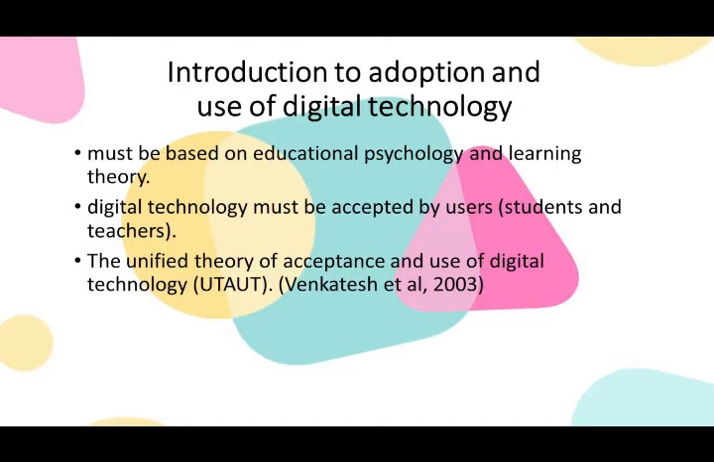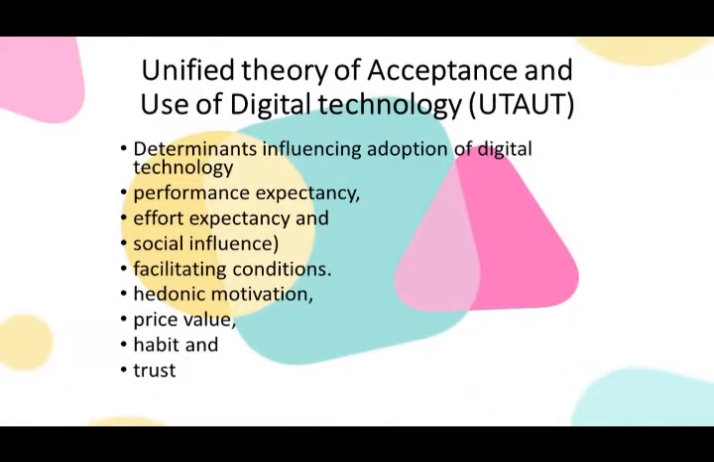The Unified Theory of Acceptance and Use of Technology, UTAUT, provides a basis on which the factors that influence the adoption of digital technology can be reviewed. Venkatesh et al., 2003. UTAUT has 3 direct determinants of intention to use: performance expectancy, effort expectancy and social influence, and 2 direct determinants of usage behavior, intention and facilitating conditions. Hedonic motivation, price value, habit and trust can also influence the adoption and use of digital technology. The key moderators are gender, age, experience and voluntariness of use.